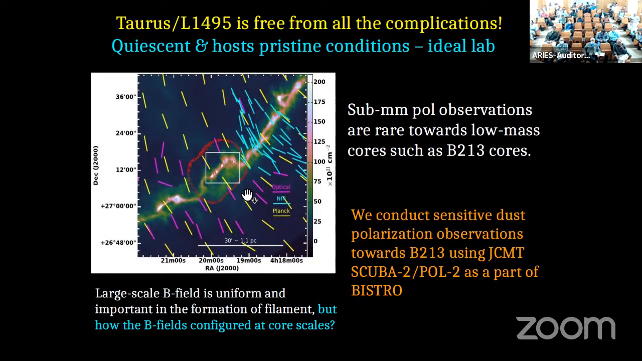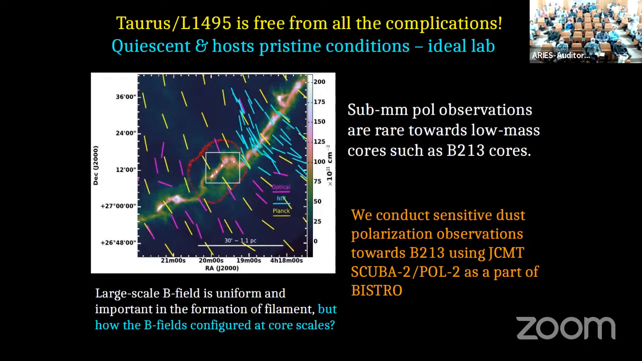Pristine conditions means that the region we study should be entirely free from stellar feedback. One such region is the Taurus B211 region. You can see that the large-scale magnetic fields are very preferentially ordered, going from the top left to bottom right, and they are preferentially perpendicular to the filament. But this is where we are actually interested, because this region is not very bright, and previous observations were not able to probe the magnetic field lines toward this interesting region.